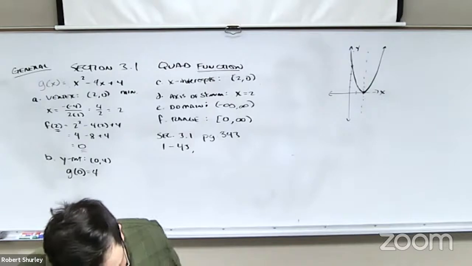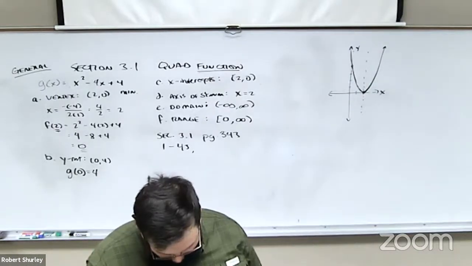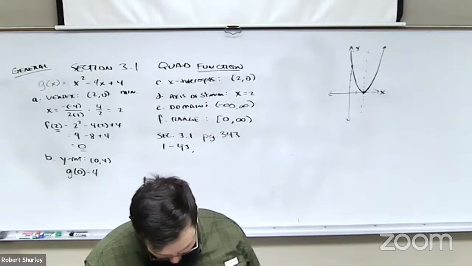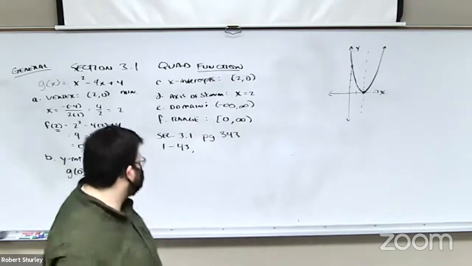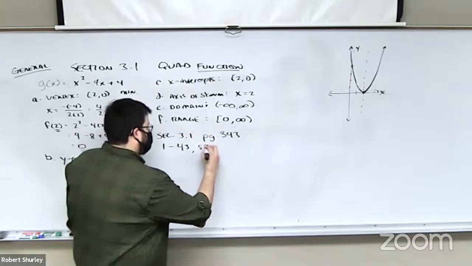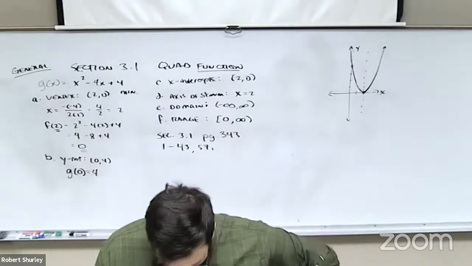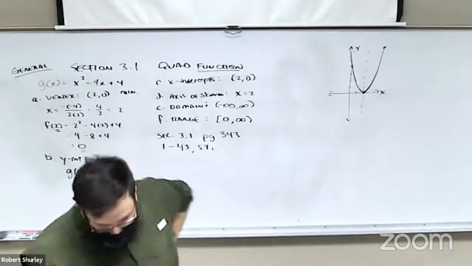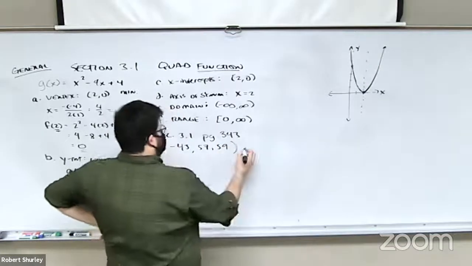Not a big deal. Let's look at 57, it's kind of neat. It's about a shot put thing. And 59. So we'll do 57 and 59. Again, all of these are odd.